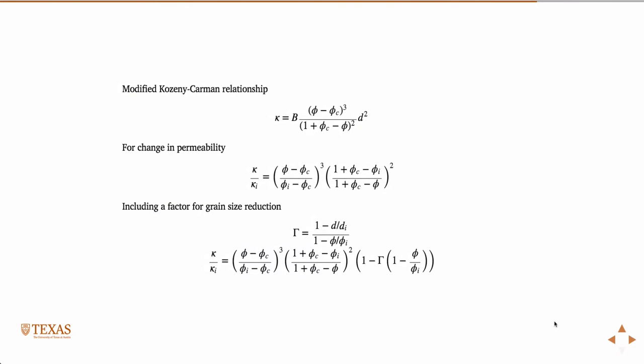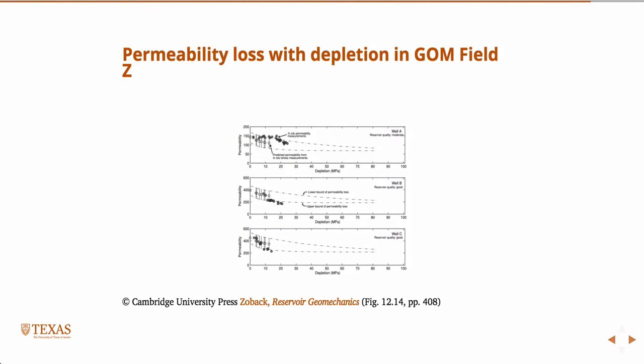This is for a Gulf of Mexico field Z. You realize these names are just, some company was nice enough to provide the data, but they didn't want the exact name of the field in the book. So there's a lot of Gulf of Mexico field X, field Z. But with that, we have some way of relating the depletion in the reservoir to the porosity change via the mechanical models, in this case the Cam-Clay cap model combined with the Mohr-Coulomb failure or plasticity model.